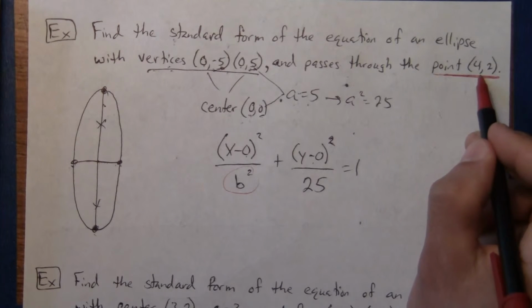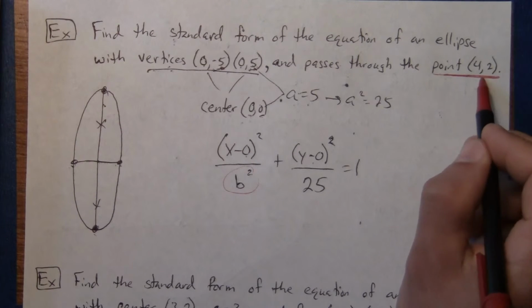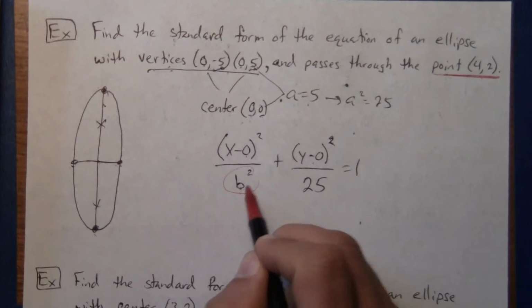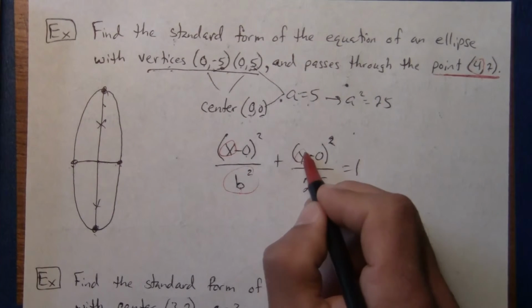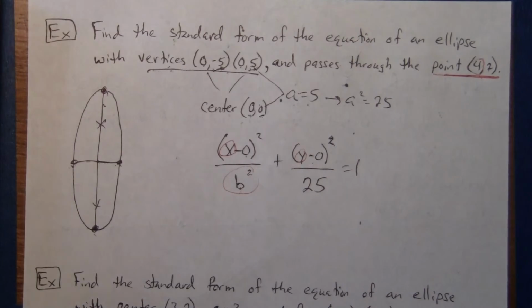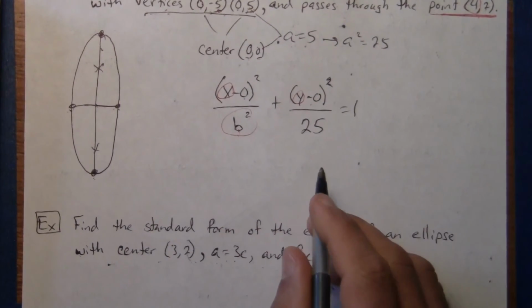They don't typically give you a random point on the graph unless they want you to find a given piece of information. You can take this x value, plug it in here, take that y value, plug it in here, and then b squared is the only thing that you'd be missing. So that's what they want you to do.